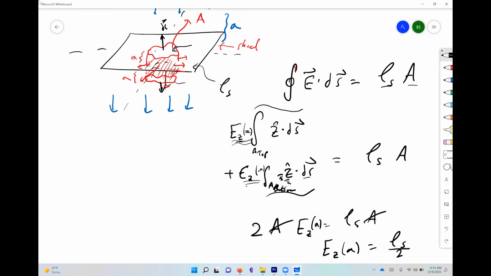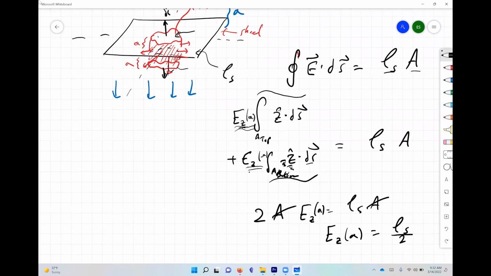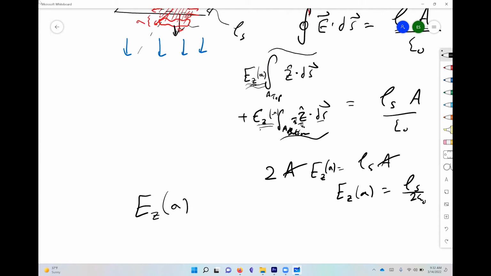Very interesting result. Of course, we forgot here the epsilon naught. This is a very interesting result. If you have an infinite sheet, the field a distance A away from the sheet, notice first it does not depend on the distance, right? It's really constant everywhere. So whether you are 1 meter from the infinite sheet, or 1 million light years from the infinite sheet, the field is going to be exactly the same. This is also a manifestation of symmetry.